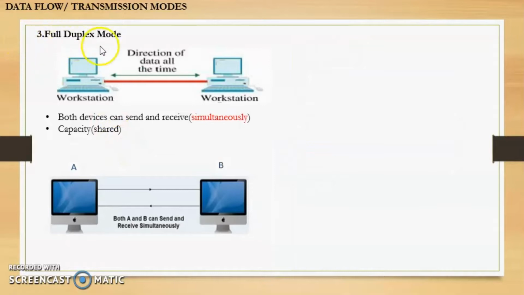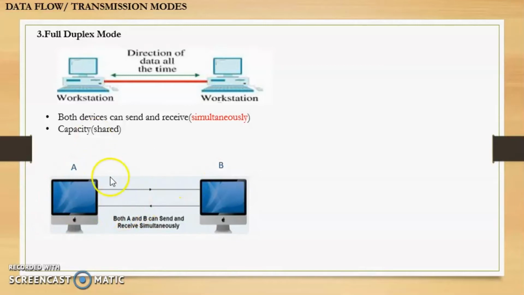Next, let us discuss full duplex mode. Now in full duplex mode, both the devices can send as well as receive data simultaneously. So if there are two devices A and B, then both A and B can send as well as receive data at the same time. So if A is sending, then B can also send as well as receive the data at the same time. Similarly, when B is sending, A can also send and receive the data at the same time.